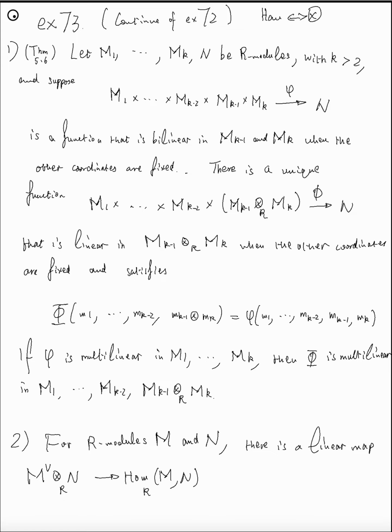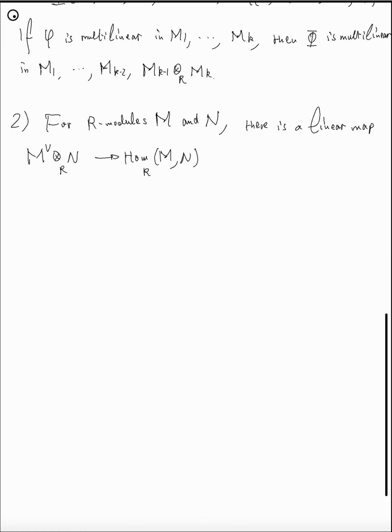This is already something new, right? Sending each elementary tensor, let's say phi tensor small n in the left hand side, to a linear map on the right hand side.